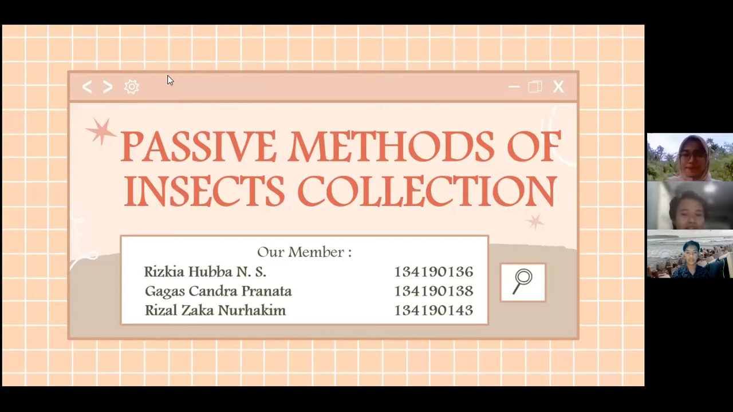We'll present the result of our discussion about passive methods of insect collection. Our members are Rizkia Hubba, number 136, Gagas Candra Pranata, 138, and Rizal Zaka Nurhakim, 143.